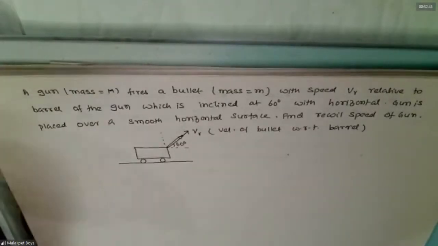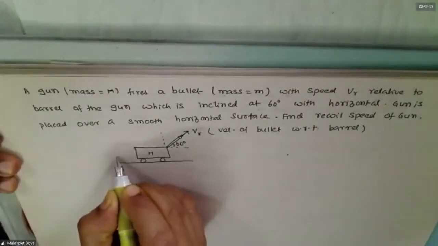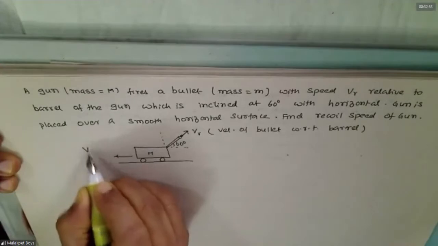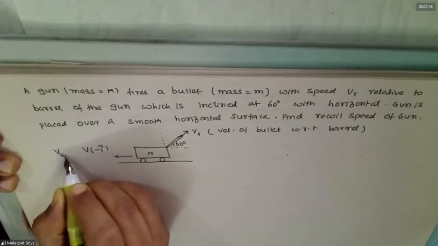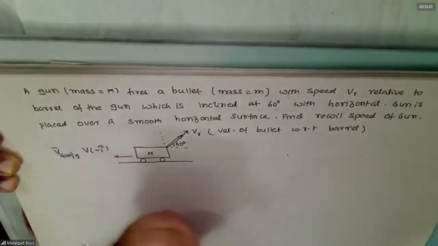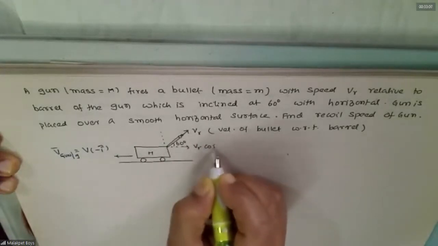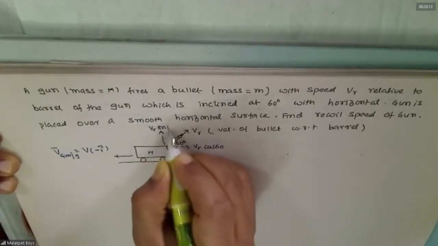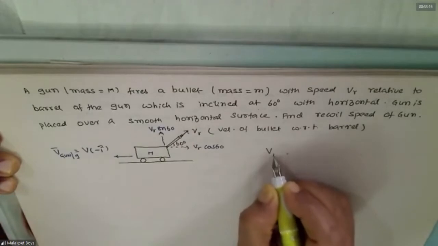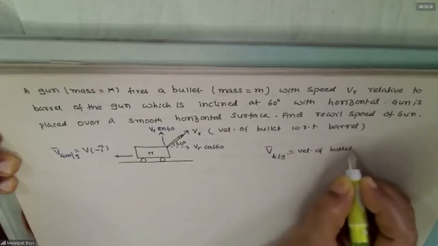Okay. Now you can see that this total thing is m. This can move only in this direction now. So let this be minus i. This is velocity of gun with respect to ground. Now this is relative velocity, VR cos 60. This is VR sin 60. Now we want the velocity of bullet with respect to ground.